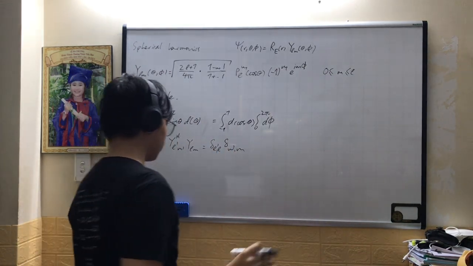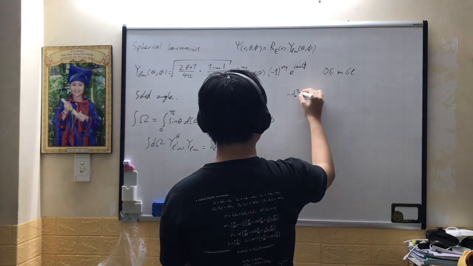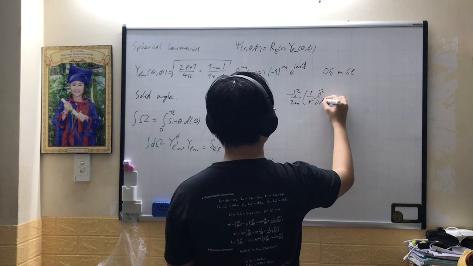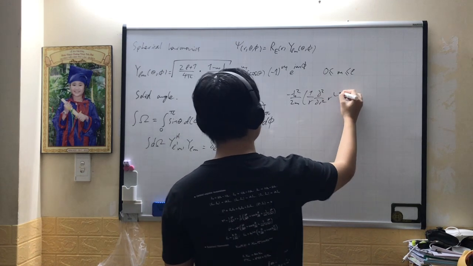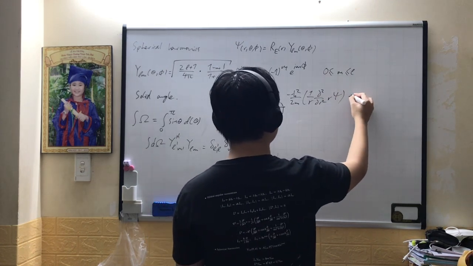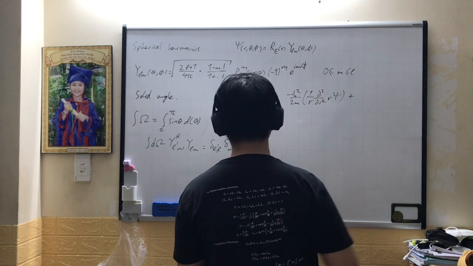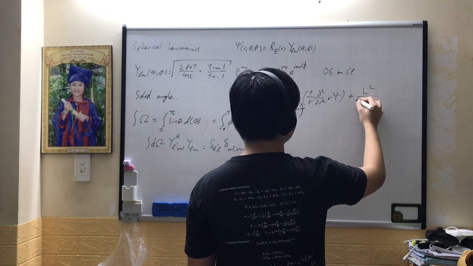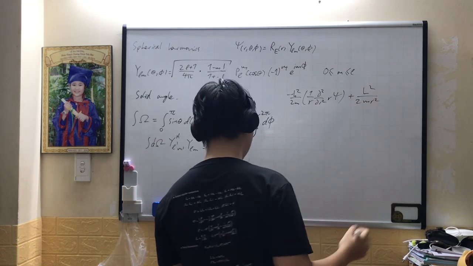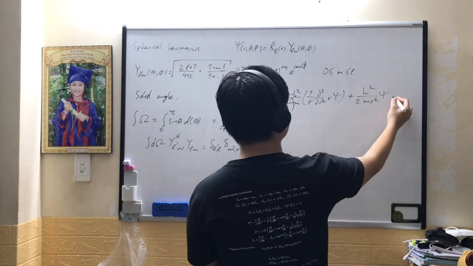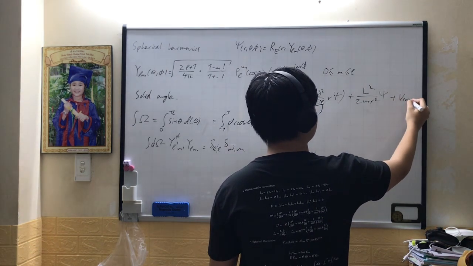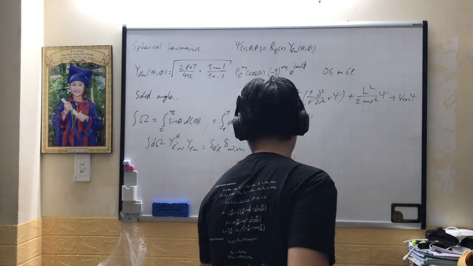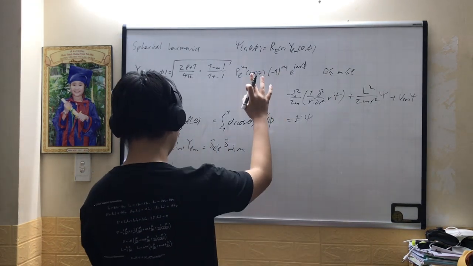So now our Schrodinger equation is going to be minus h bar squared over 2m, the radial part, 1 over r squared d/dr of r squared d/dr of psi, plus the angular part, which has already been taken care of by the total angular momentum. So write that down on psi, plus V of r psi. That is equal to E psi. Okay, so this is what we have right now.